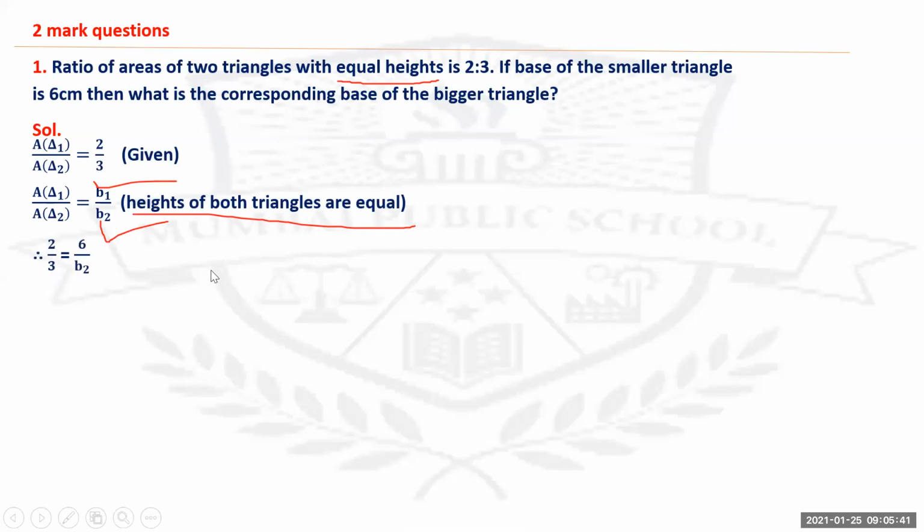Now you have to just substitute the values. Area of triangle 1 upon area of triangle 2, you have substituted, that is 2 upon 3. In place of B1, you substitute 6. B2 will come as it is. By cross multiplication, you'll get the values here. This 3 would go with 6. B2 will go up and this 2 will come down. So you'll get 6 into 3 upon 2. So that is 18 upon 2, that is equal to 9.